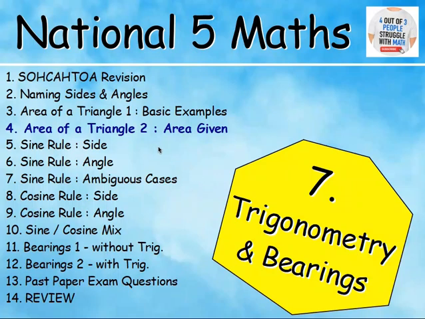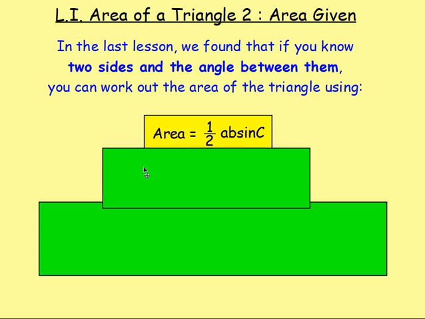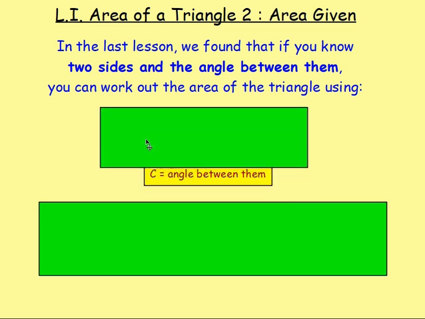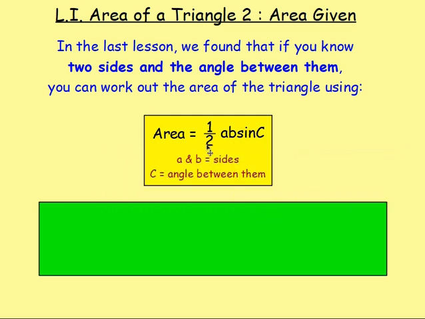This is the second lesson looking at the area of a triangle. You will remember in the last lesson what we were doing was working out the area of a triangle if we knew two of the sides and the angle between them, because we used the formula area equals a half AB sine C. Well done. And the capital letter C represented the angle, and A and B were the two sides! Brilliant. So you've got half times one side times the other side times by sine of the angle between them.